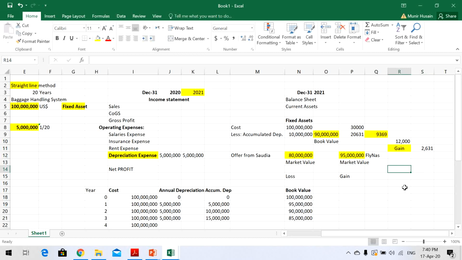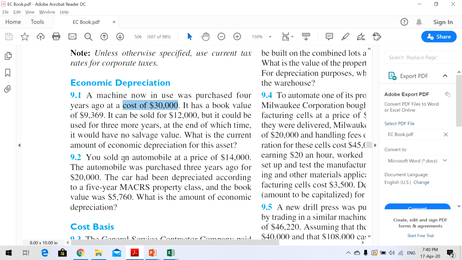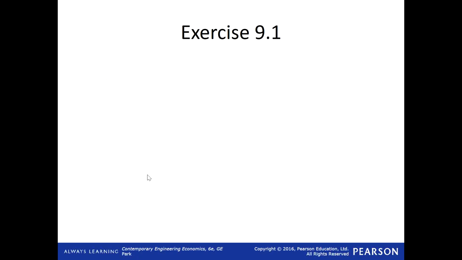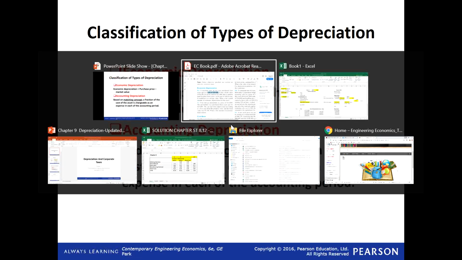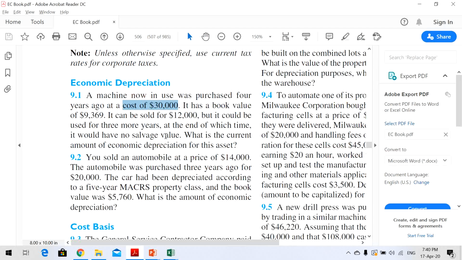Let's see what is required in the question. There is so much information, but coming back to the question, what is the amount of economic depreciation? Solving is very easy. What we need to understand is the formula: purchase price minus market value. If you know the purchase price and the market value, then it becomes very simple.